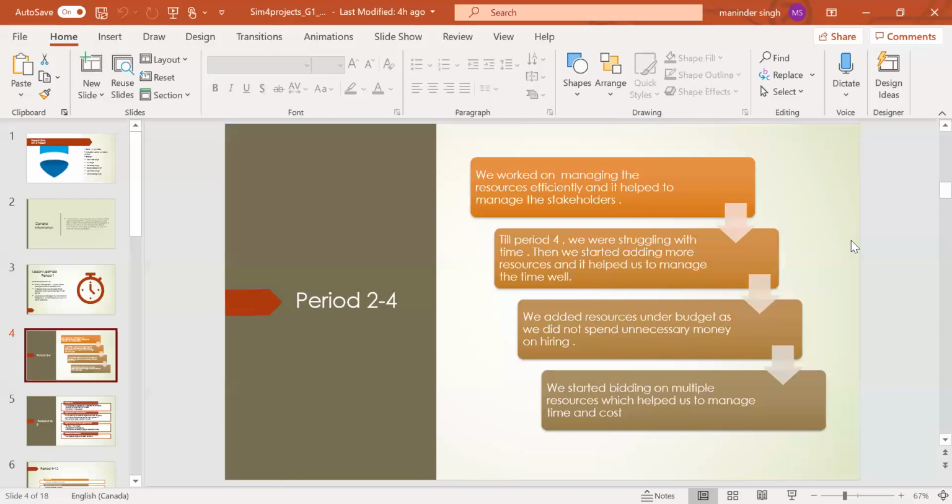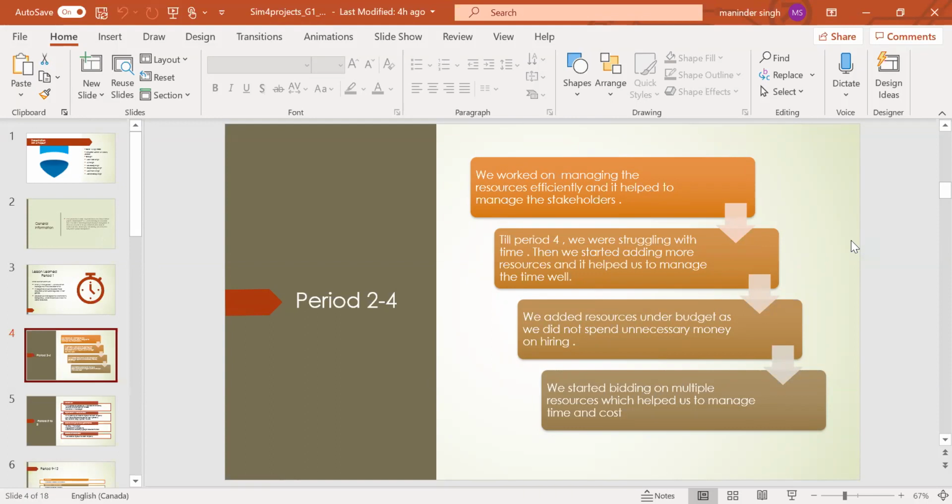In period 4, we were a little worried about the time because we didn't get enough time. So we started adding more resources that could help to manage that time. By adding those resources, we also affected our budget, because the more the resources, the more cost in the project. After that, we worked to maintain the schedule and cost factor.